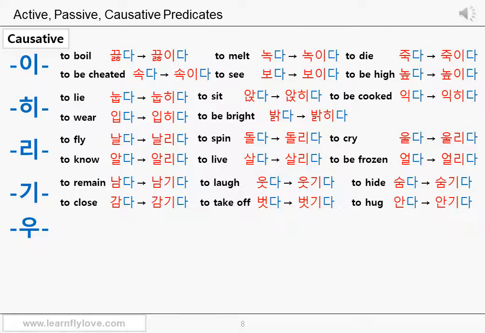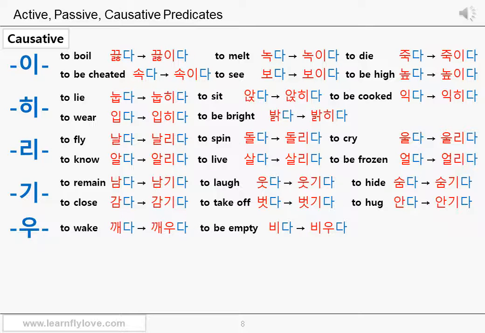Then let's see the predicates which take the affix 우 this time. This affix 우 is not used for the passive. To wake. When you want to say that you wake up in the morning, you use the active verb 깨다. But when you want to say that someone wakes you up, you should use the causative form 깨우다. Because someone made you wake up.